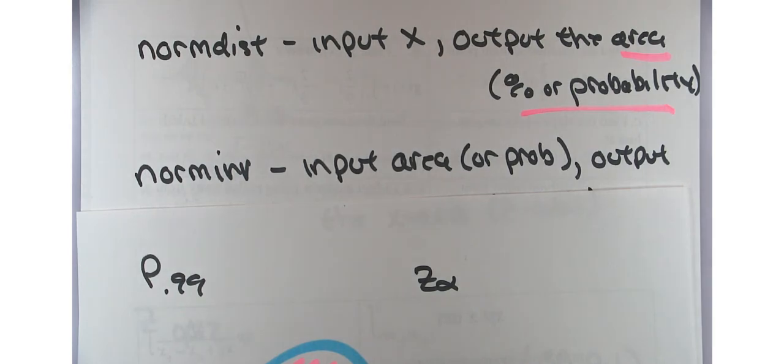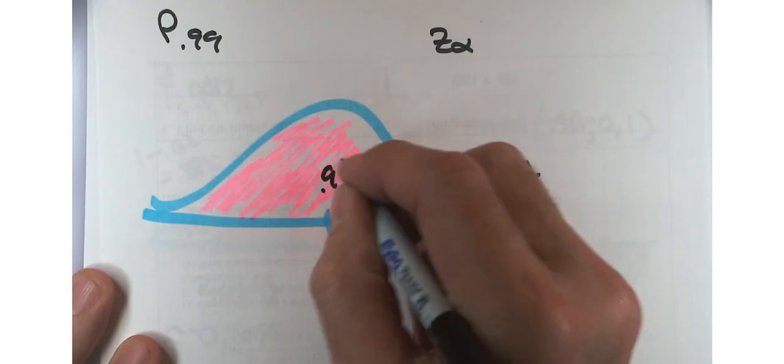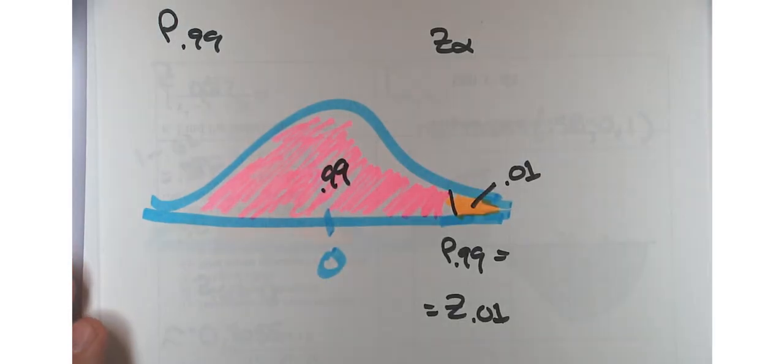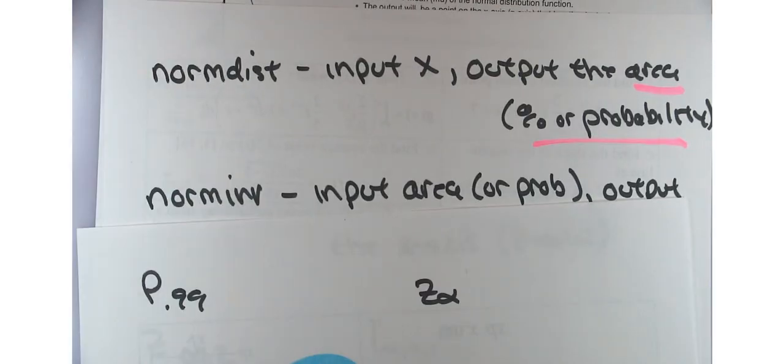What are you inputting? Are you inputting an area or something from along the x-axis? We don't have something on the x-axis. What we do have is an area, right? So if that's going to be your input, do I want to use norm distribution or norm inverse? Inverse. Inverse is where you input the area, and then you output a value on the x-axis.